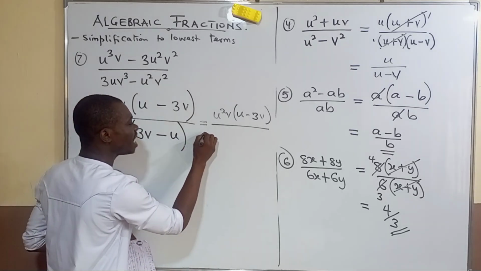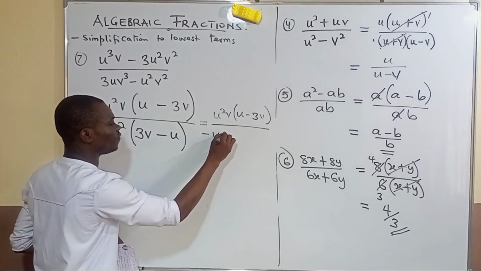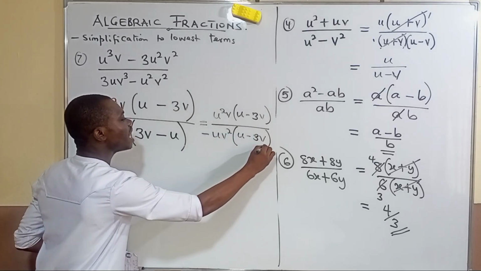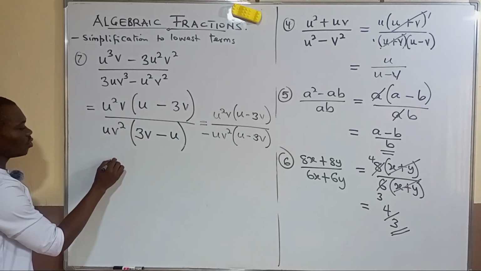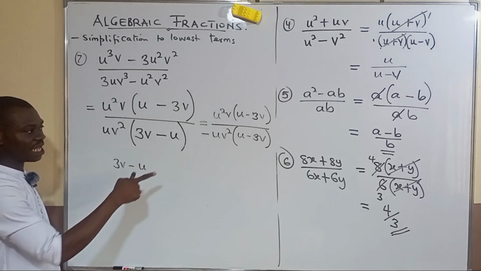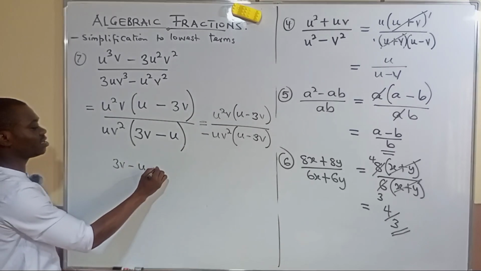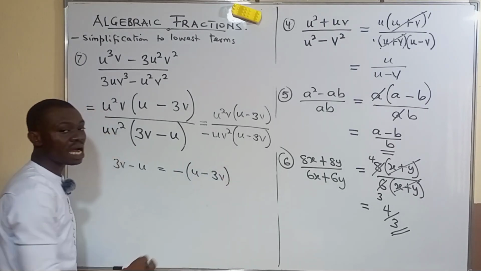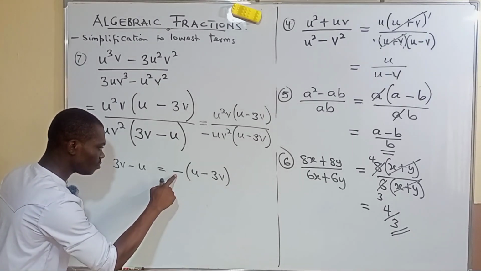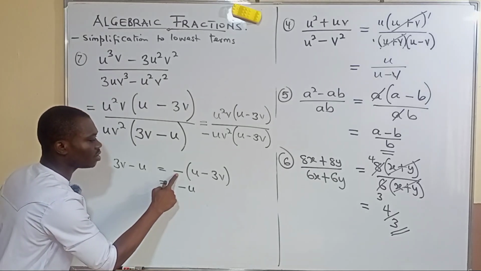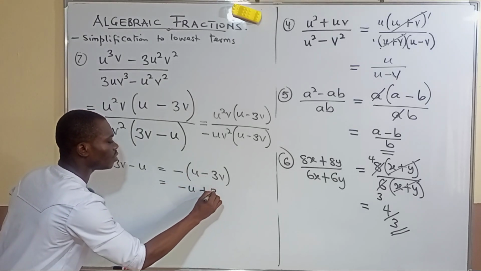So see what I'm saying? I will now have minus uv squared into u minus 3v. How did I get that? Watch this. So you have 3v minus u. I'm showing you the maths there now. So what I just said here now is that this is the same thing as minus u minus 3v. How? Is it true? Yes, it is. If you open this bracket, minus times u will be what? Minus u. And minus times minus 3v will give me what?